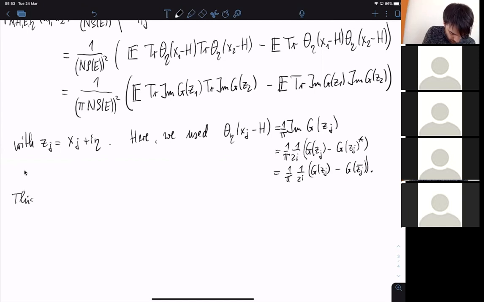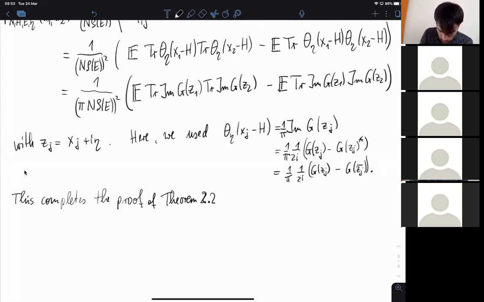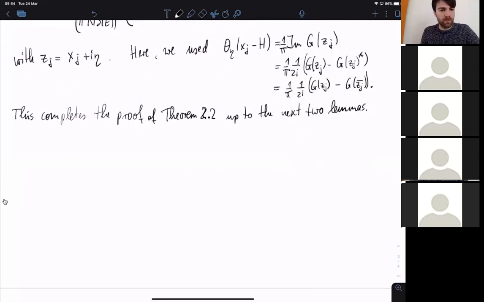So this completes the proof of theorem 2.2, up to the next two lemmas. Next two lemmas. Okay, and I will state at least one of them, and then we can make a short break.